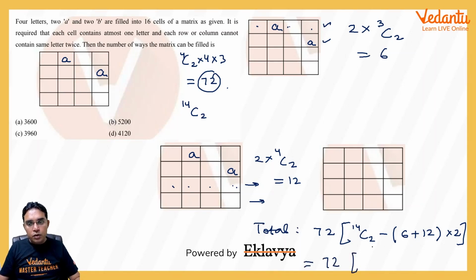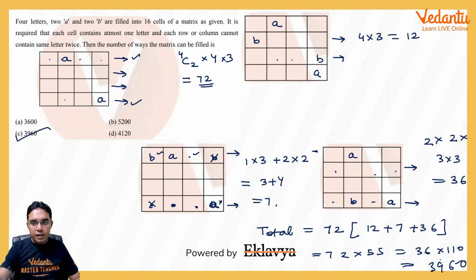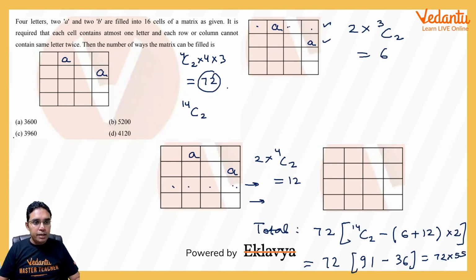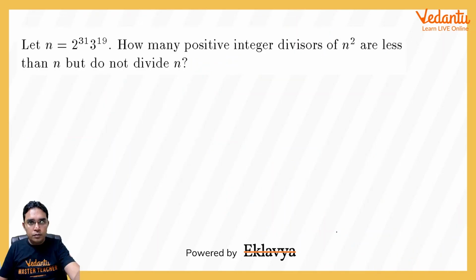You can check. 72 into 14C2, which is I think 91, minus this will be 36. You can check, it comes out to be 72 into 55 only, which we have done here also. So the answer in this manner also we are getting 3960. Okay.